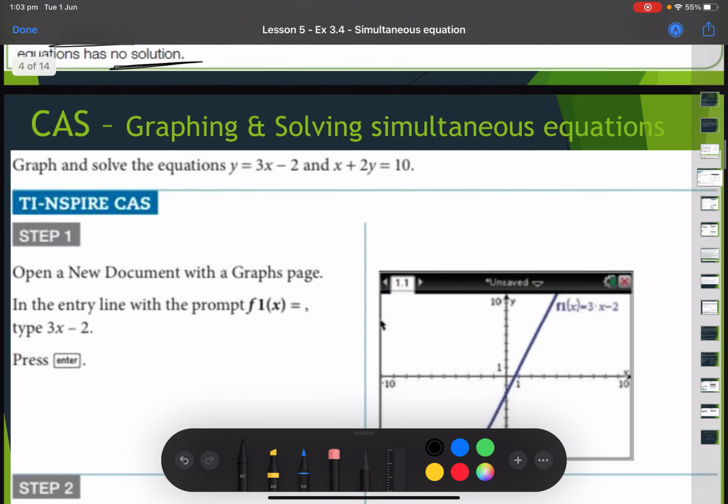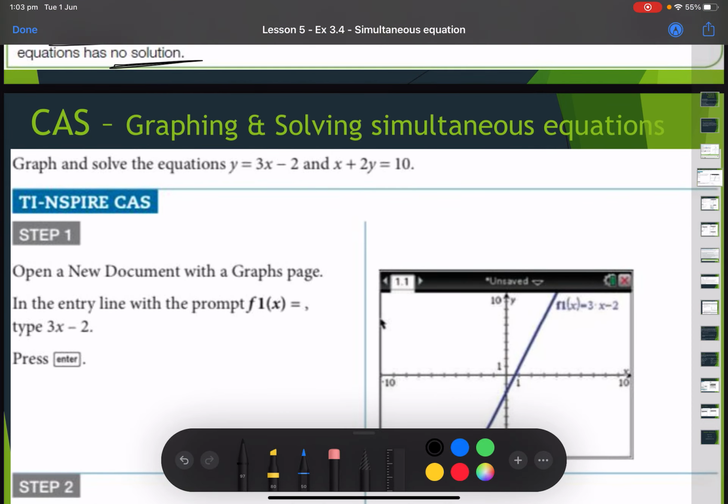A lot of the work that we're going to be doing with this topic is going to be using our CAS. So my question might state: graph and solve the equations y equals 3x take away 2 and x plus 2y equals 10. We are going to be asked to solve it. Solving basically just means finding the intersection, the point at which those two lines cross each other.